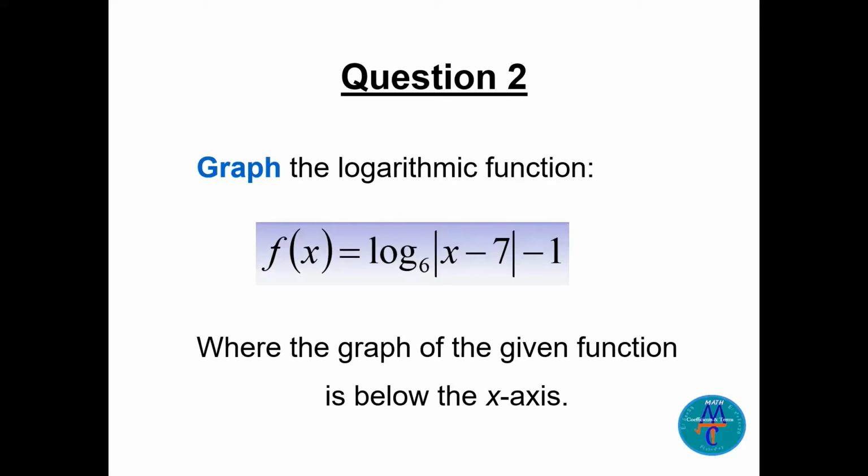Question number 2: graph the logarithmic function f of x equals log base 6 of the absolute value of x minus 7, and then minus 1 outside. This is part A. And then we need to write where the graph of the given function is below the x-axis.